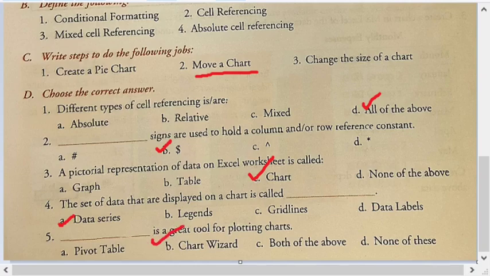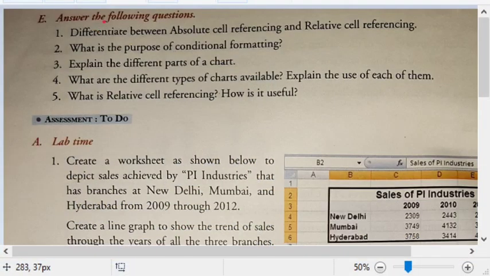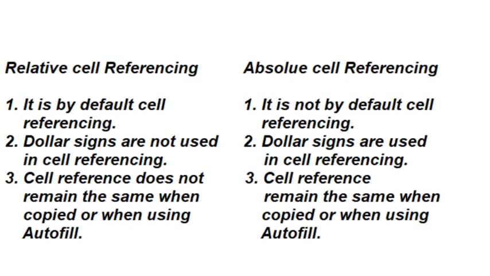Now come to page number 40. E. Answer the following questions. Difference between absolute cell referencing and relative cell referencing. Its answer is relative cell referencing and absolute cell referencing. First, relative is the default cell referencing. Absolute is not the default cell referencing.